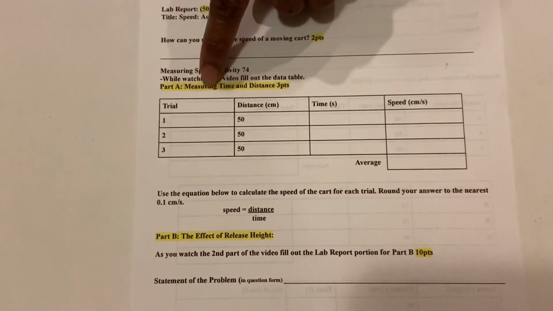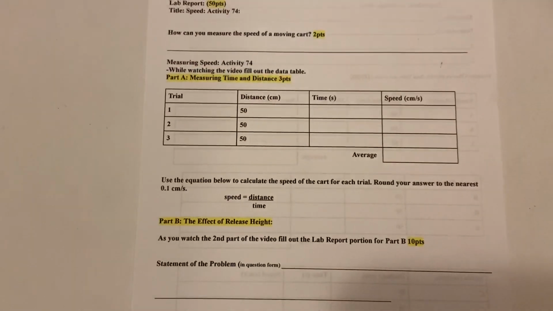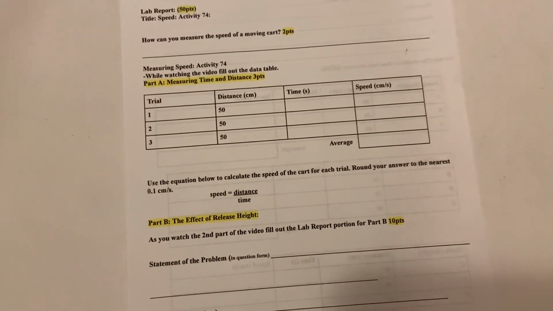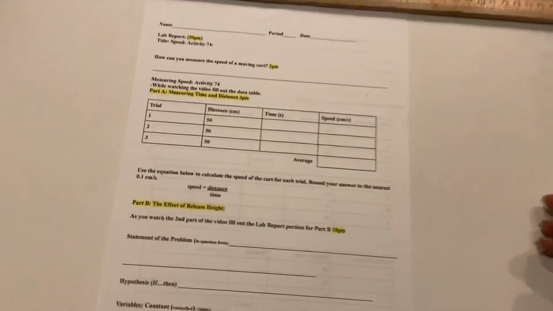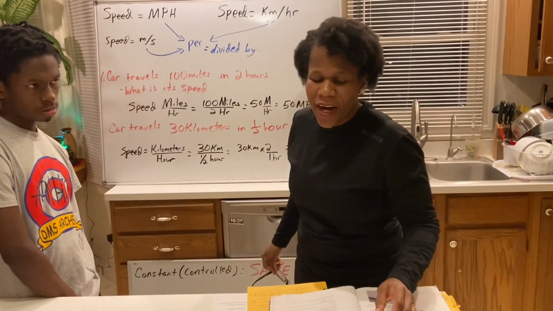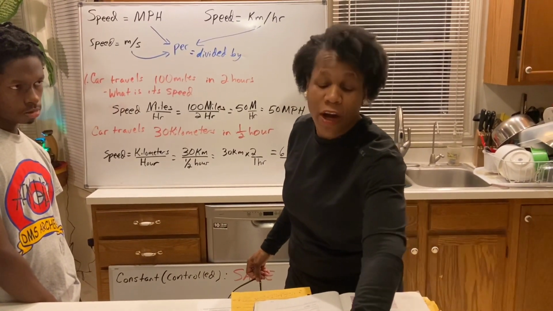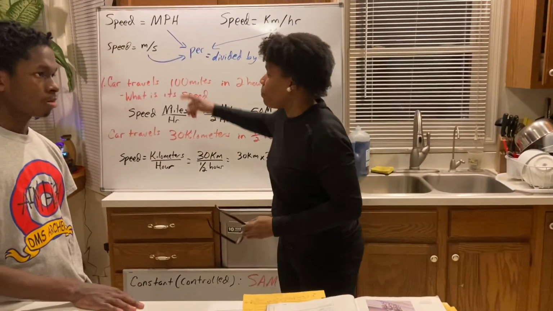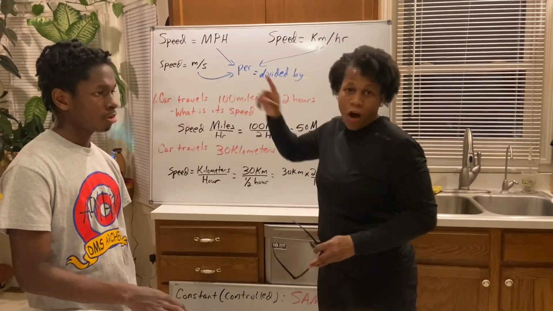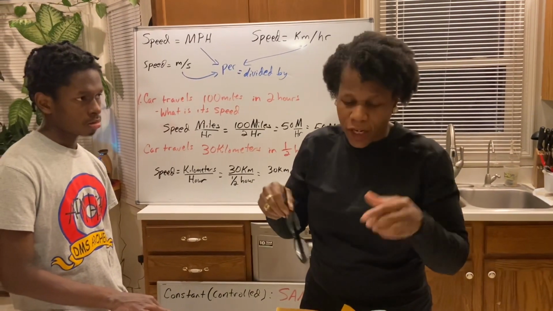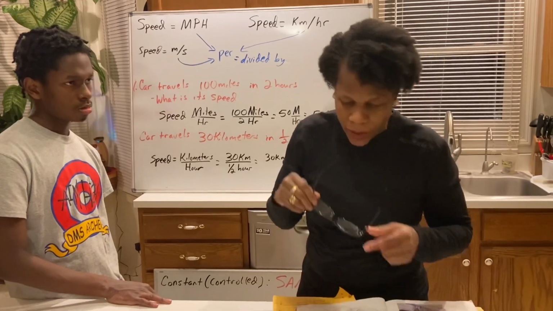We have 2 parts of the lab, part A and part B. So part A, we are simply trying to figure out what is the speed if the car travels 50 centimeters? Now, we already said that in science, we use meters per second, right? But for our class, for this experiment, we're going to use centimeters per second. Okay, that's not the standard, but for our class, it will be because we obviously can't go 50 meters, okay?